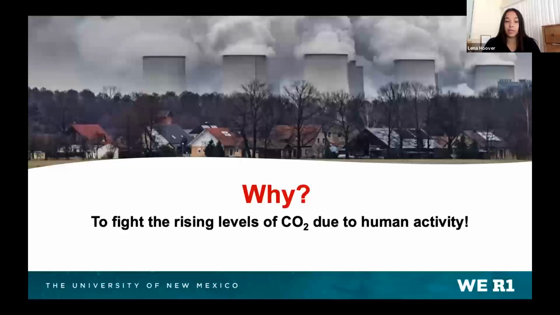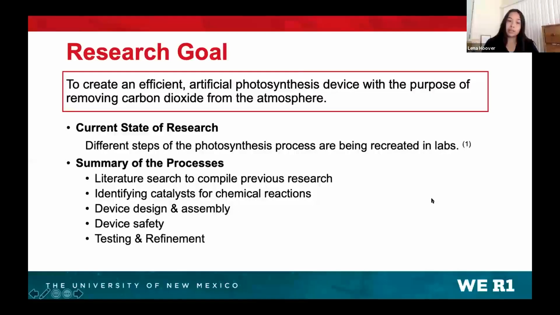The reason that we wanted to focus on this project was to help decrease the rising levels of CO2 in the atmosphere. CO2 is a greenhouse gas, and its remediation is vital for making our society sustainable in the near future. The current state of research on this goal is in the realm of natural photosynthesis. Different steps of the process are being recreated in labs. However, there's no comprehensive combination of the steps to make a device that can efficiently remove CO2 from the atmosphere and have a large scale impact. So that's where our research comes in.